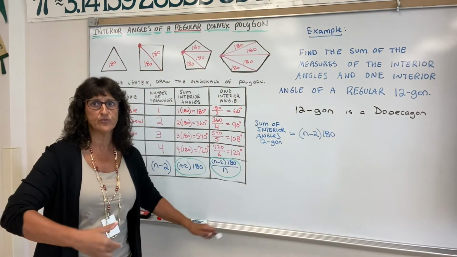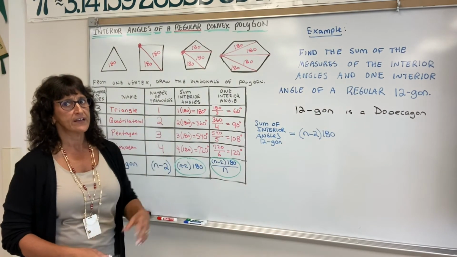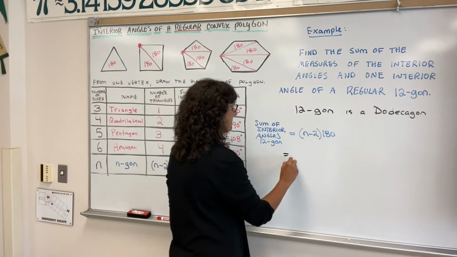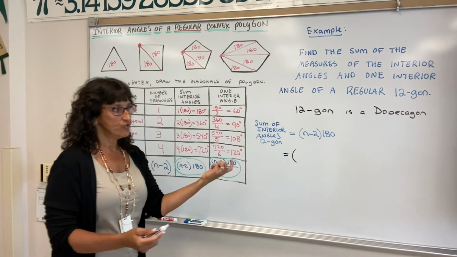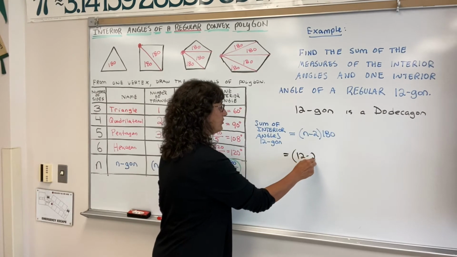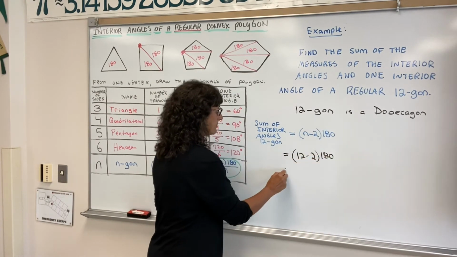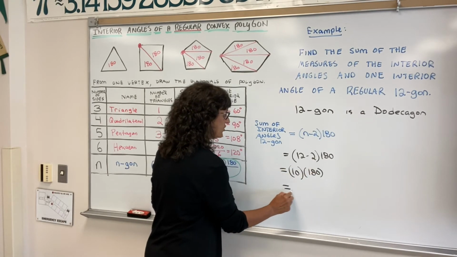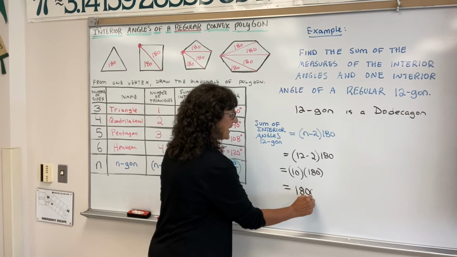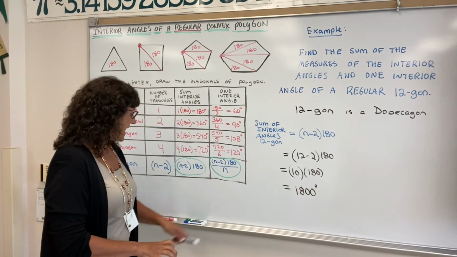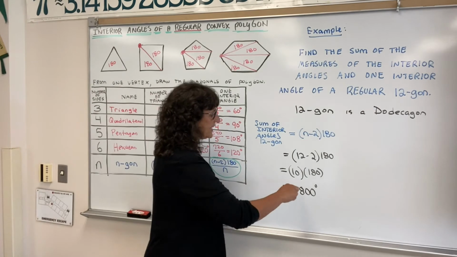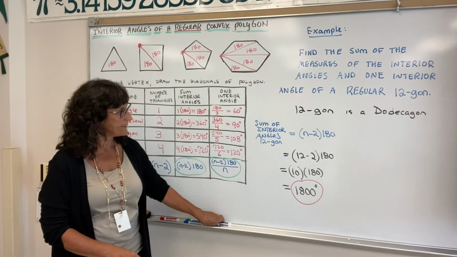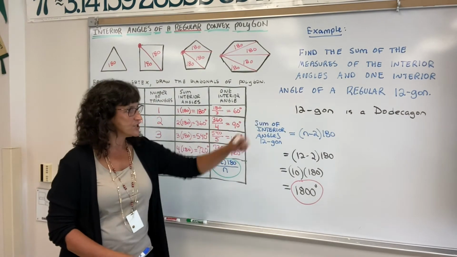The number of triangles when you draw all your diagonals from one vertex, because it breaks the polygon up. So you take the number of triangles formed times 180. So you take the number of sides minus 2: 12 minus 2, and then multiply that by 180. 12 minus 2 is 10. Take 10 times 180, and you get 1,800 degrees. So in a dodecagon, the sum of the interior angles is 1,800 degrees.